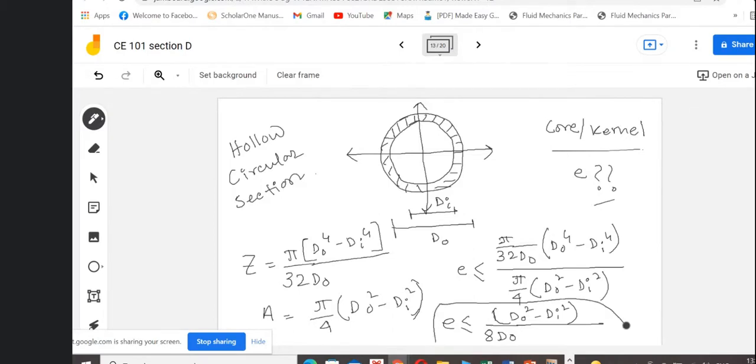It will be all plus, yes, plus, sorry. So E less than or equal to d naught square plus di square by 8 d naught. Okay, that is the E value. So if I ask you from here, what should be the radius of this core or kernel for a hollow circular section?